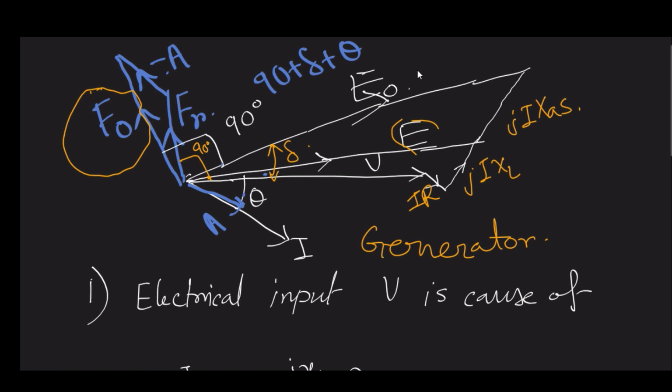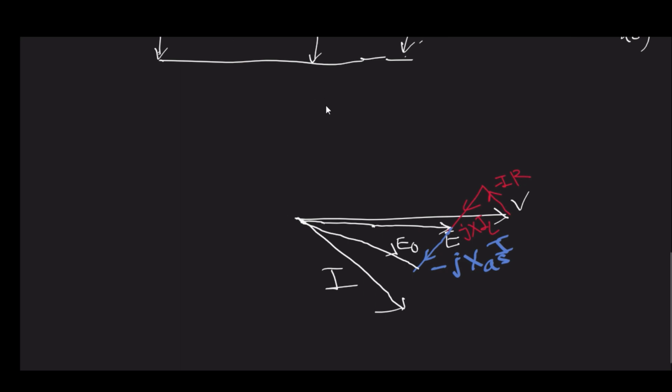Now the armature MMF should lead, and how much will that lead be? You can say it is 90, like what would be the angle? Let me first draw them, then you can figure it out.